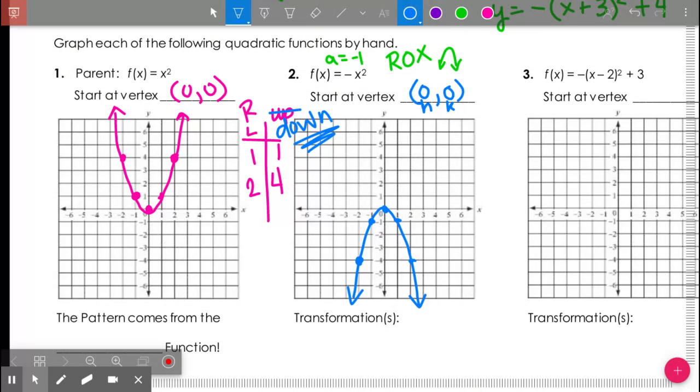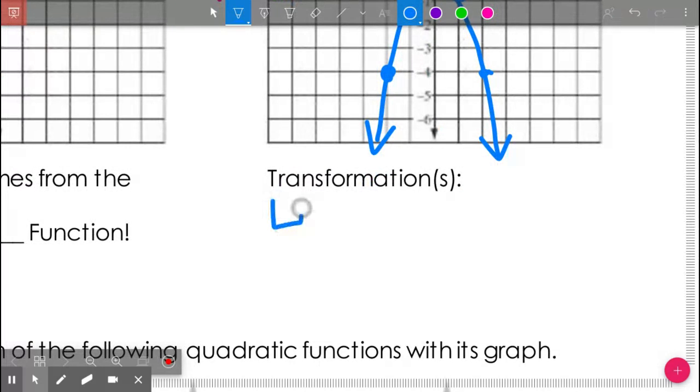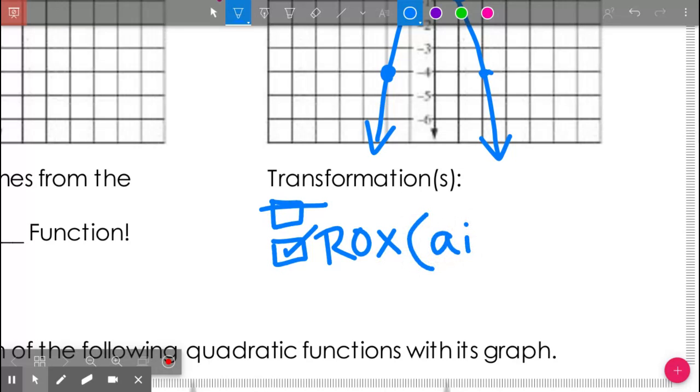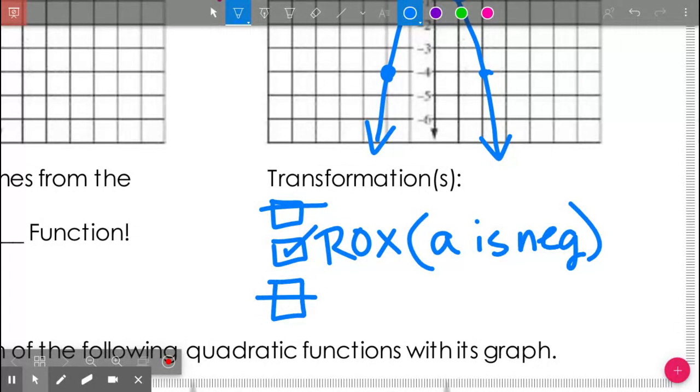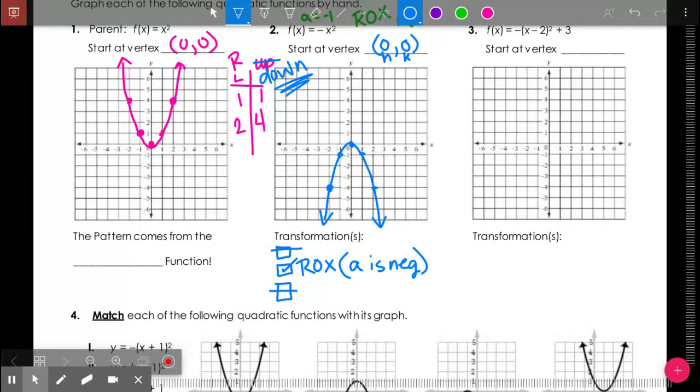So we have not had a vertical stretch or compression yet, but today we had our first rhox. Yes. So we have a rhox whenever A is negative. Okay, we did not have a shift. Notice that my vertex is in the exact same spot. So we can always see the shift by looking at the vertex. Okay, so we did not do a shift, we just reflected. Okay, next one.